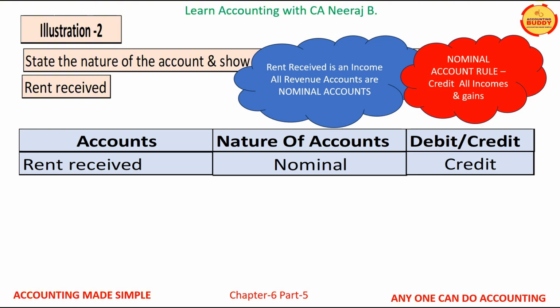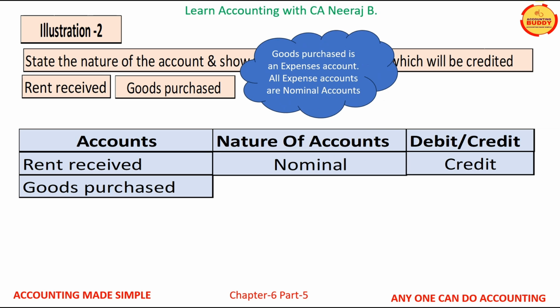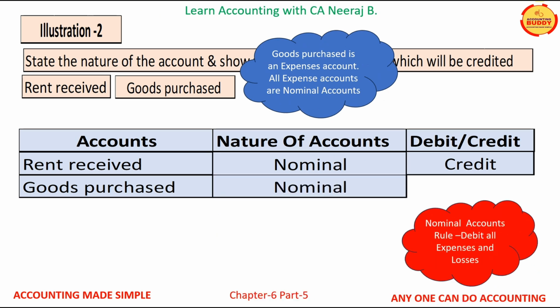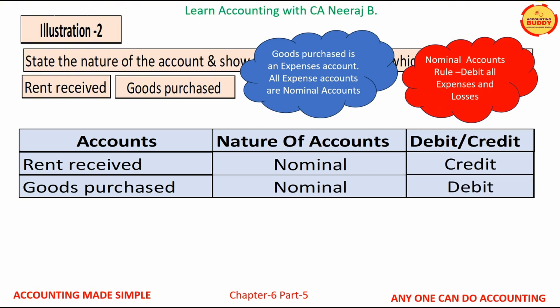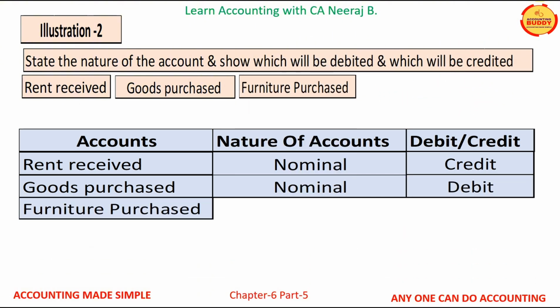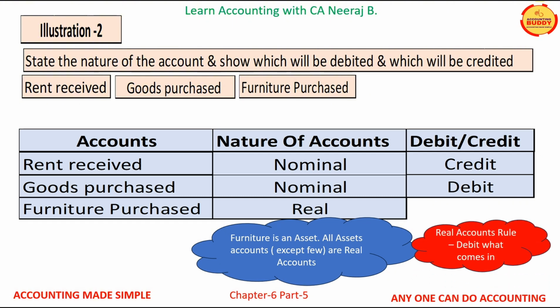Transaction number 2 is goods purchased. Goods purchased is again a nominal account. And as per the rules of nominal account, all expenses are debited. Transaction number 3 is furniture purchased. Furniture is an asset and all assets are real accounts. And the rule of real account is debit what comes in.